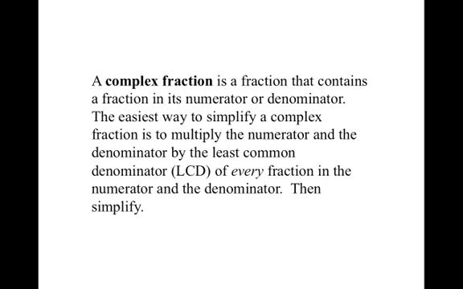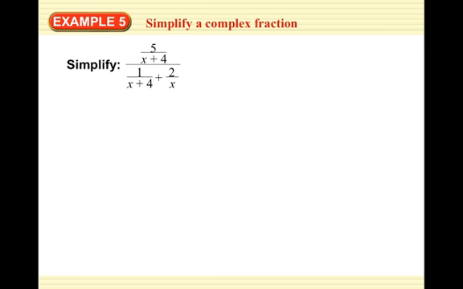Okay, last concept and last example, complex fraction. A complex fraction is a fraction that contains a fraction in its numerator or denominator. So it's a fraction that has a fraction in it. The easiest way to simplify a complex fraction is to multiply the numerator and the denominator by the least common denominator of every fraction in the numerator and the denominator. And then you simplify. So let's look at that.